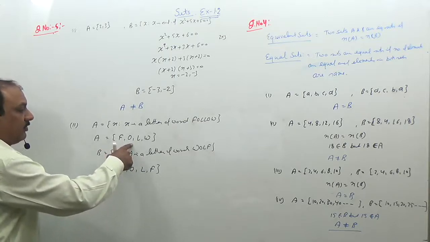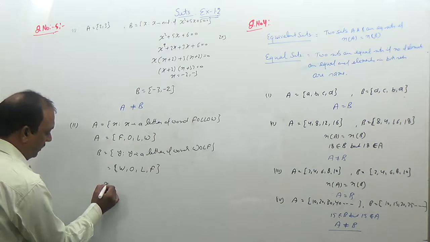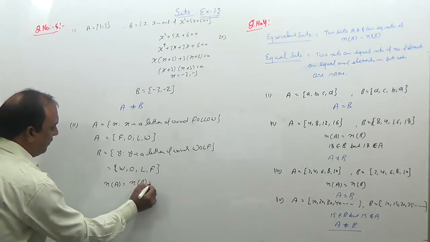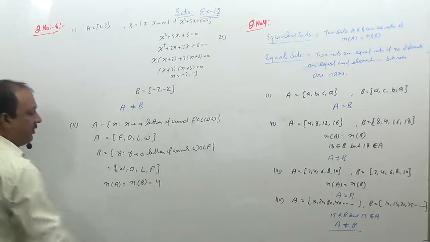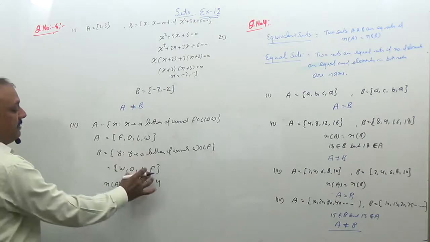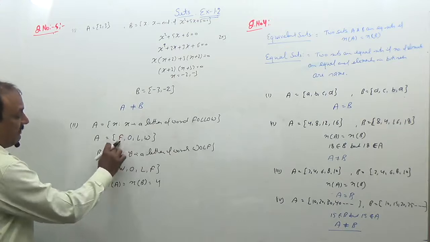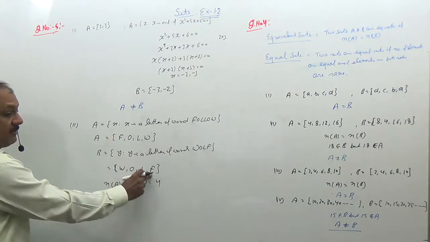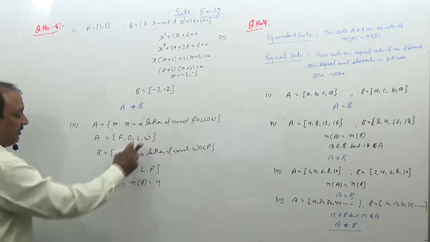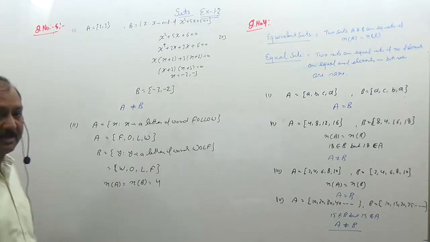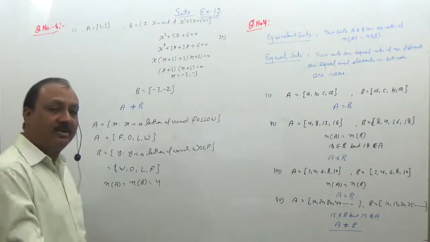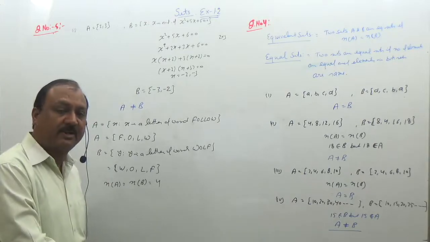This one is the roster form, this one is the roster form, and we can say that the number of elements of set A as well as the number of elements of set B are equal. 4 elements in set A, 4 elements in B. Secondly, F is a member of set A as well as set B, O is a member of both the sets, L is a member of both the sets, W is a member of set A and B. So we have concluded that both sets have an equal number of elements and the same elements.